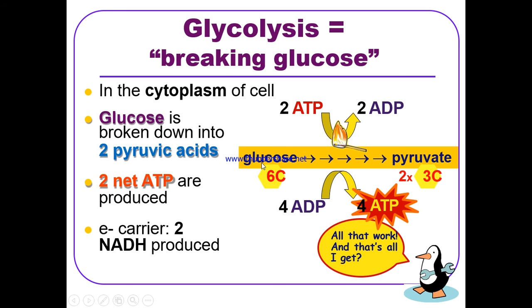So let's start with step number one, which is called glycolysis. Glycolysis means breaking glucose, lysis of glucose. So what is happening in this step? Glycolysis is an important biochemical pathway. It's a process of breaking up glucose molecules into three carbon molecules, which are called pyruvate or pyruvic acid. They are the same.